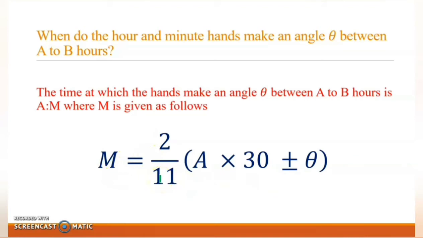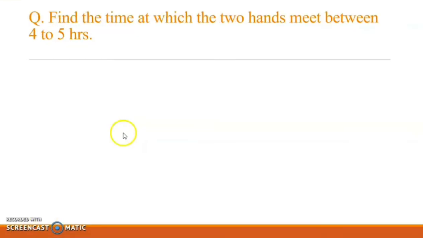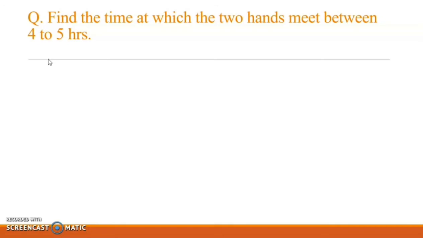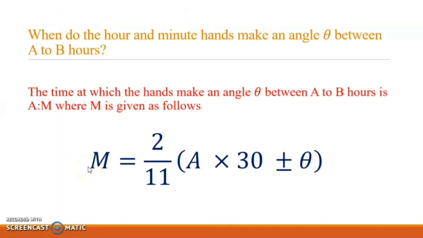Okay, so we will look at some of the problems on how to use this formula in order to find that time. Look at this problem of finding the time at which the two hands meet between 4 to 5 hours. That is, I need to find the time after 4 and before 5 at which the two hands meet or coincide. Now, by applying the previous formula that says the time at which the hour and minute hands make an angle theta between A to B hours is given by A hours and M minutes, where M is given by this formula.